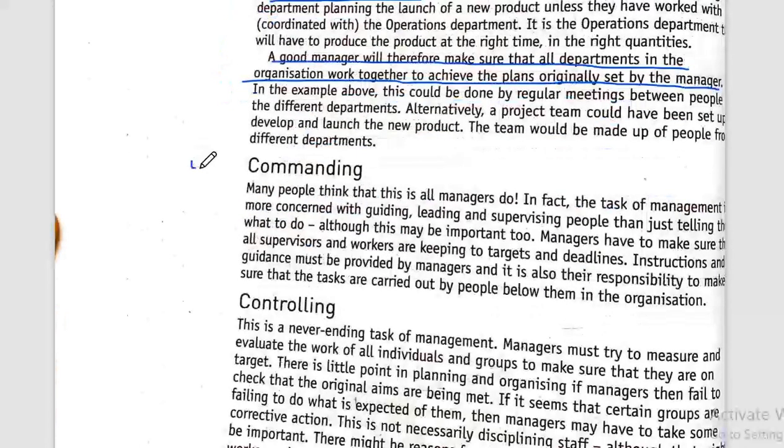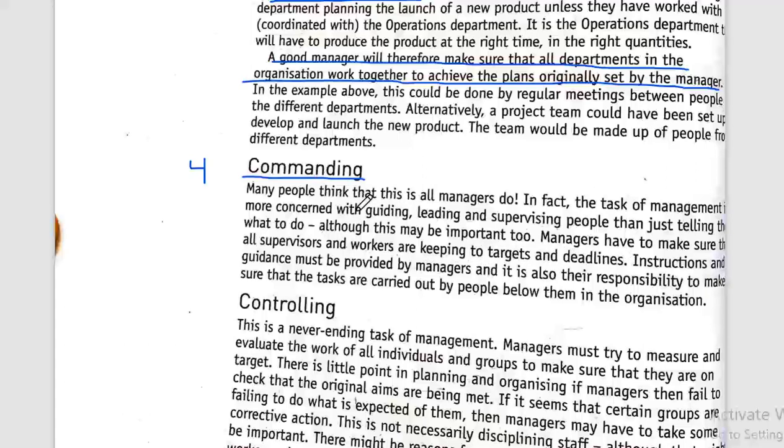Number 4, which is commanding. As a manager, I should command and give orders to all the people in the organization. So the task of management is more concerned with guiding, leading, and supervising people more than just telling them what to do. So managers have to make sure that all supervisors and workers are keeping to targets and deadlines.